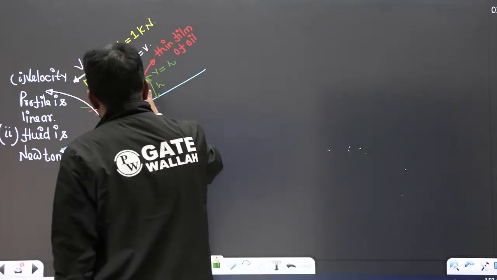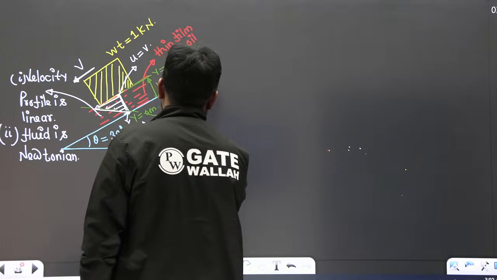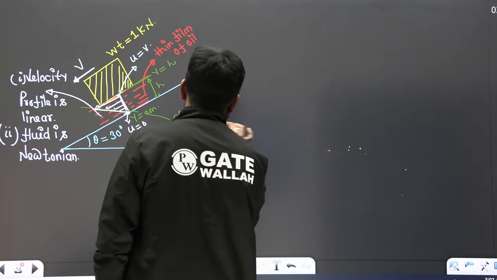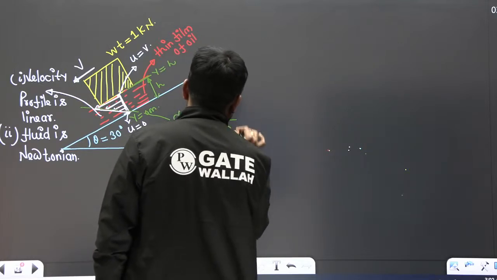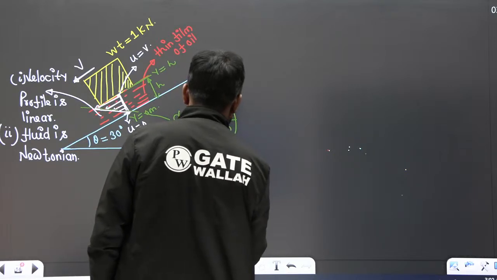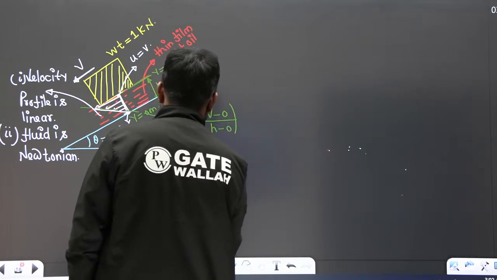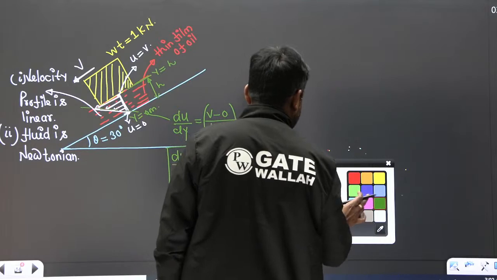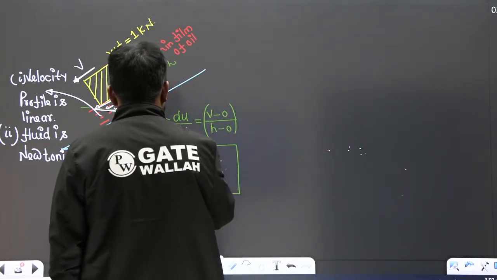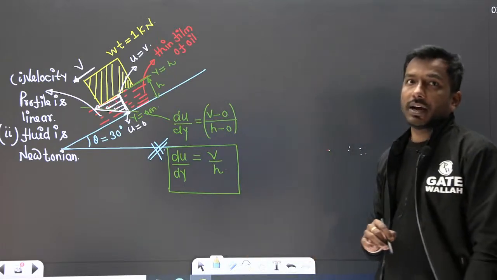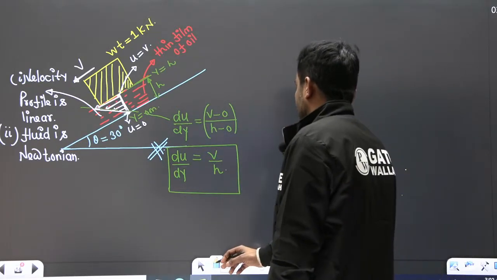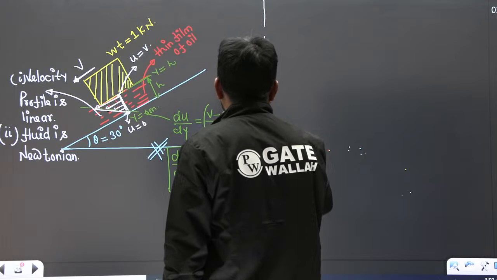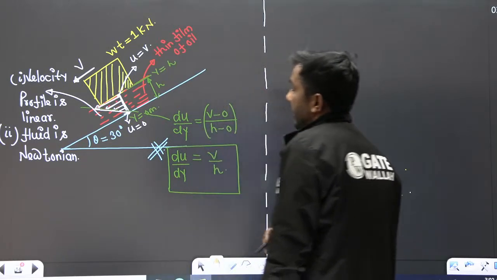You can easily calculate the slope of this line, and that is du by dy. Slope of this line is du by dy, that is v minus 0 divided by h minus 0. So this is v divided by h. So du by dy is v by h.